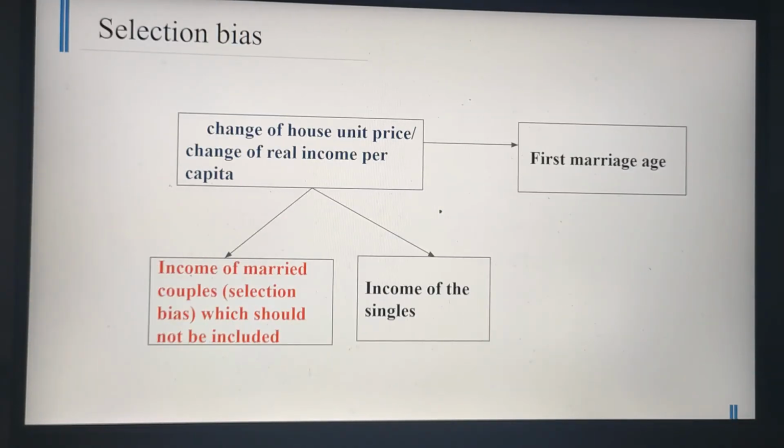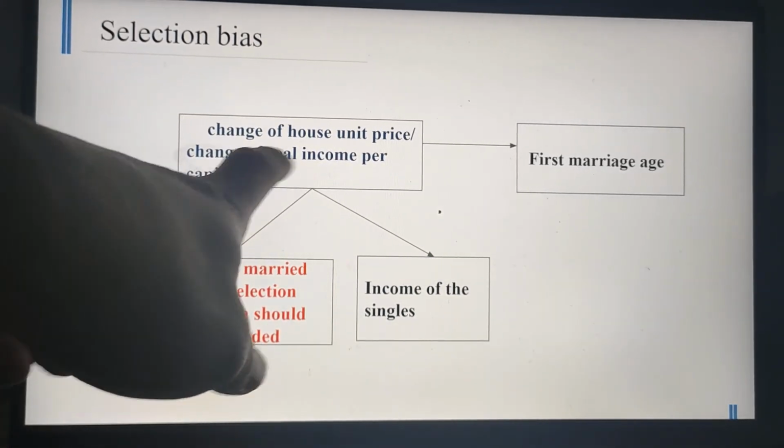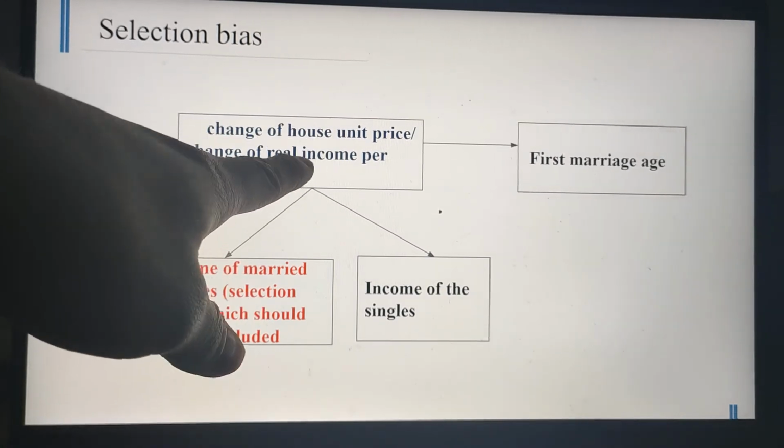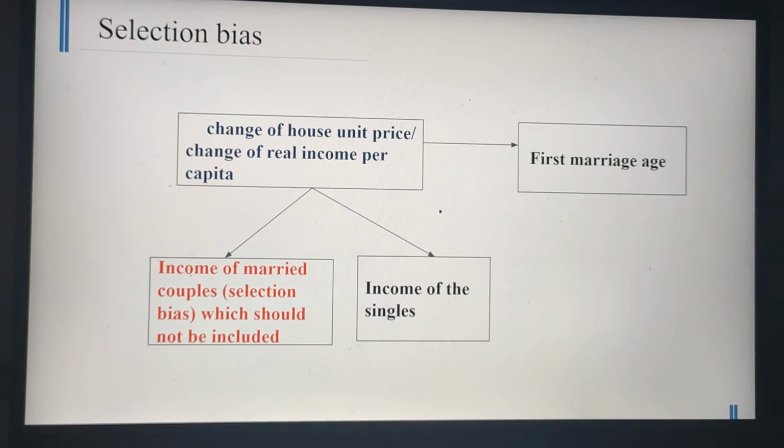Secondly, we find a selection bias, which is the income of married couples. Because while we are using the housing cost burden, we just made a really large circle, which included the income of the whole population. You can see the change of house unit price divided by the change of the real income per capita. So here the change of real income per capita just included the whole population's income. So how do we tackle this selection bias?